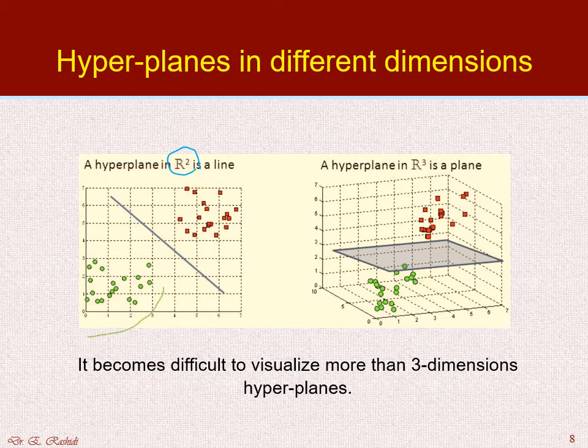the green class and the red class here. On the right, we have an example of a three-dimensional hyperplane, which is a plane. And this plane segregates the two classes from each other, the red class and the green class.